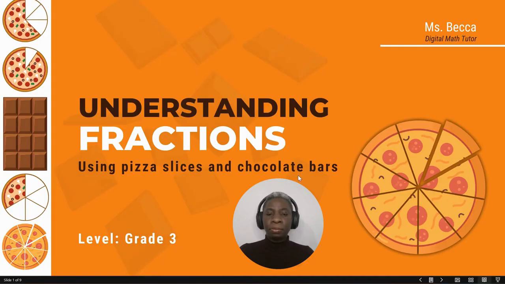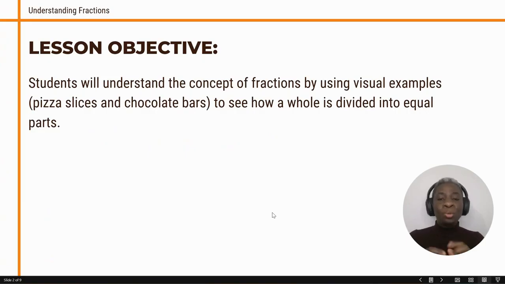So now that brings us to what we want to explain in this class. Let me share my screen with you. Understanding fractions. So in this class, we will be understanding fractions using pizza and chocolate bars. For this lesson, you will understand the concepts of fraction by using pizza and chocolate bars that you are already used to. So in this class, you will be meeting some keywords.